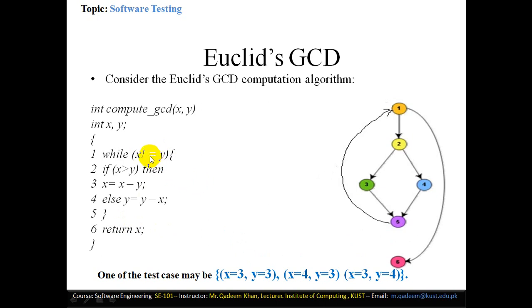If x is greater than y, then the if statement x is greater than y will be executed, and then again the loop will be executed, and at the end return x will be executed. And if x is less than y, then the else statement of the if will be executed. So these three different pairs define the test data of this GCD algorithm. There should be only three different test cases, which define the complete or exhaustive test of this GCD.